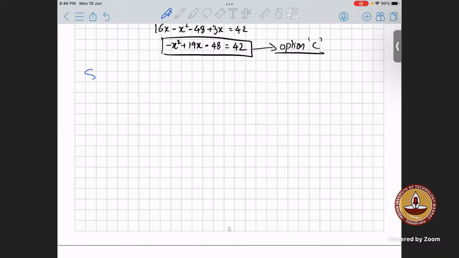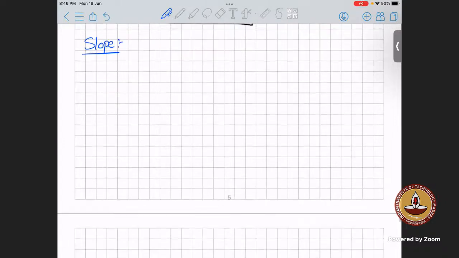Slope. Actually, in week 2, we learned about slope. Can anyone define slope based upon week 2 knowledge? Del Y by del X. No, in week 2, did we discuss del?